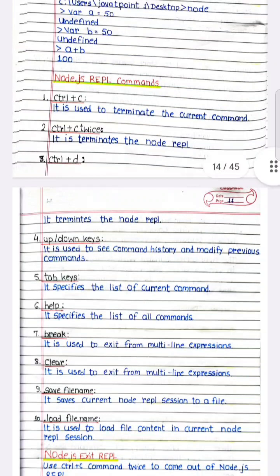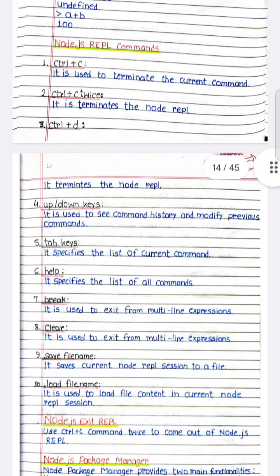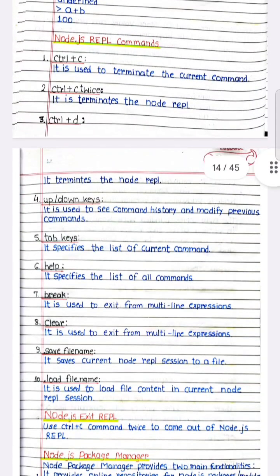So now here we are using REPL commands. You can also see commands like Ctrl+C, which is used to terminate the current command. If you have two or three years of experience in Node, you need to use shortcuts directly. Whatever we are using here, Ctrl+C will terminate the current command. Next one is Ctrl+C twice, which terminates the REPL.